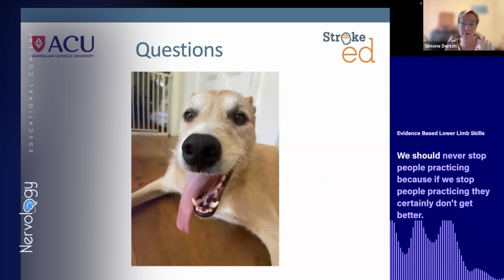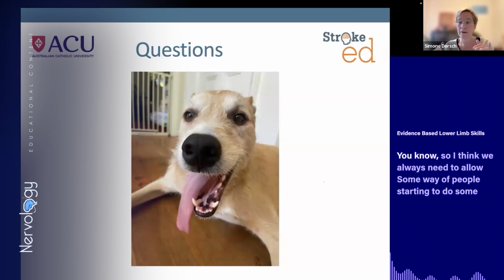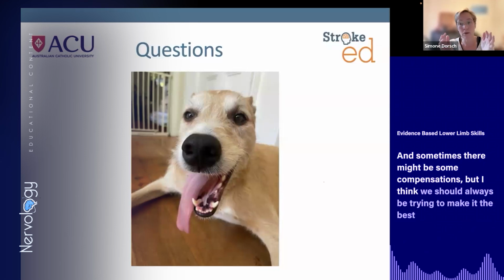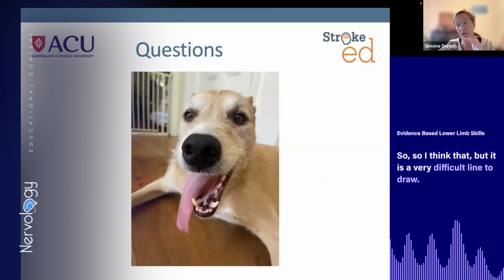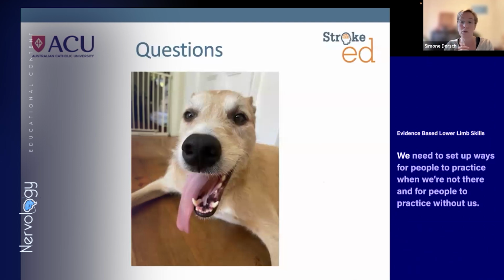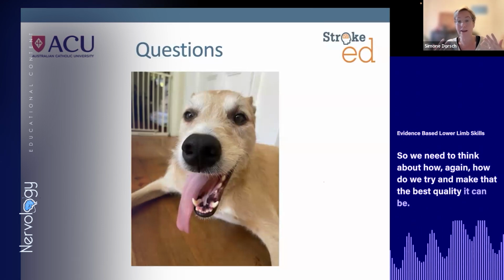should never stop people practicing. Because if we stop people practicing, they certainly don't get better. So I think we always need to allow some way of people starting to do some exercise or to also include some task-specific practice. And sometimes there might be some compensations, but I think we should always be trying to make it the best quality that it can be with the impairments that people have. So I think that it is a very difficult line to draw. And I think we will talk a lot about amounts and intensity of practice. We need to set up ways for people to practice when we're not there and for people to practice without us. So we need to think about how we try and make that the best quality it can be.